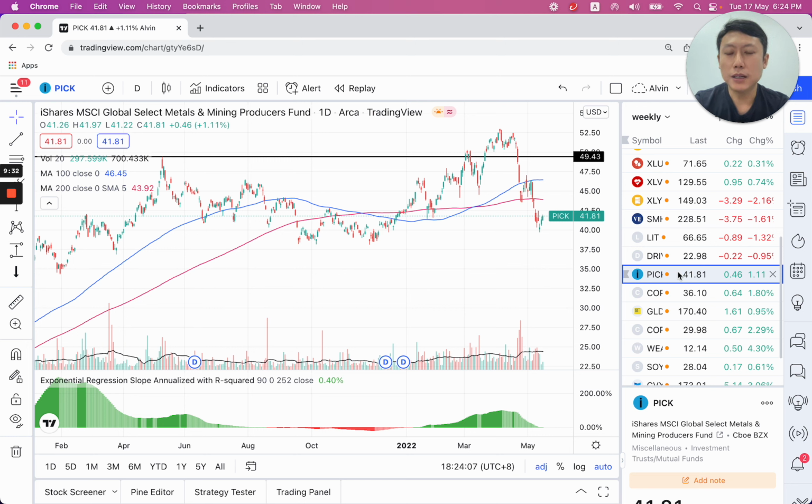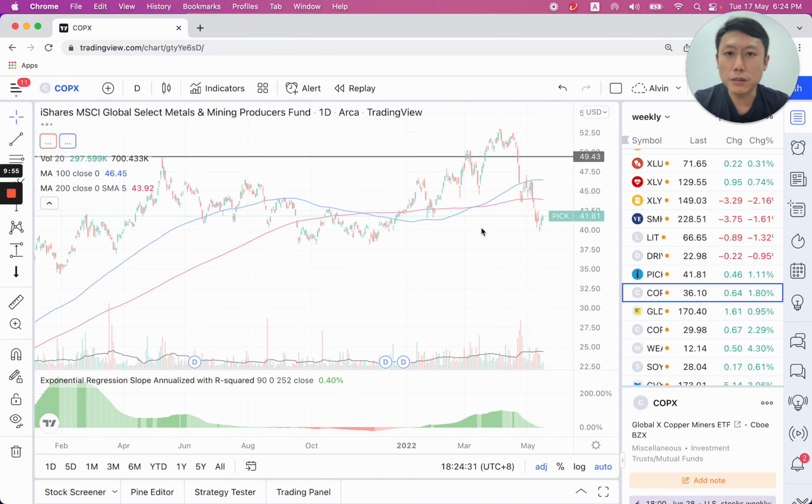So there is some deviation from that. And you can see that this ETF, the iShares MSCI Global Metals and Mining Producers Fund, has recently corrected, right? So I actually had a long position on it, and after that, due to the correction, it went below the moving average. I actually got out of it. Okay, so that's why I noticed that the metals are getting weaker.